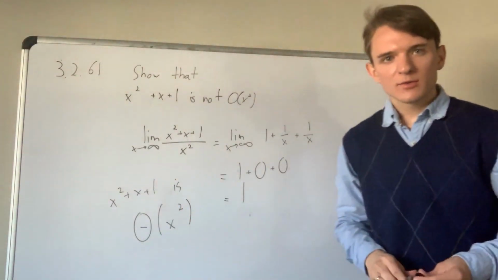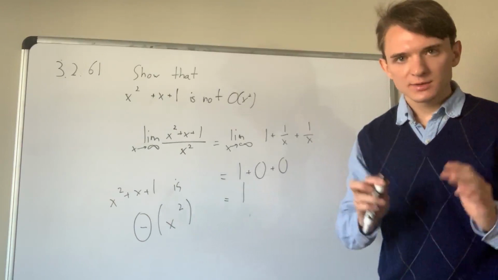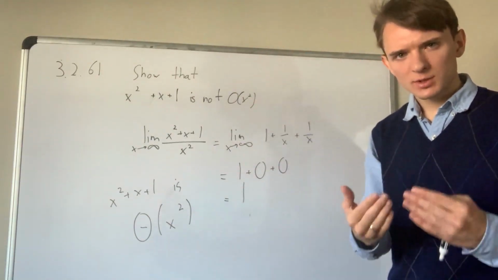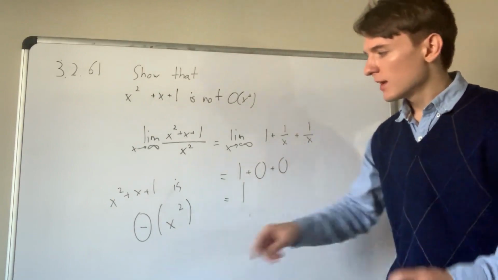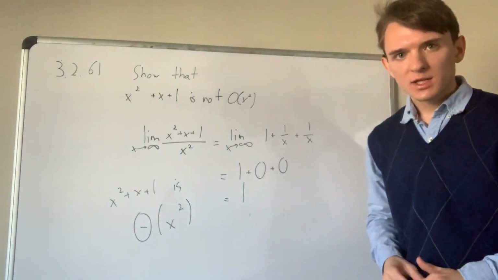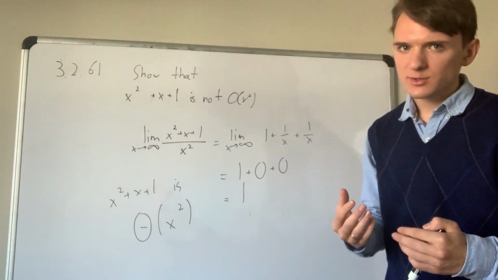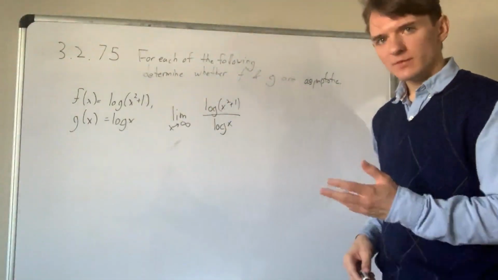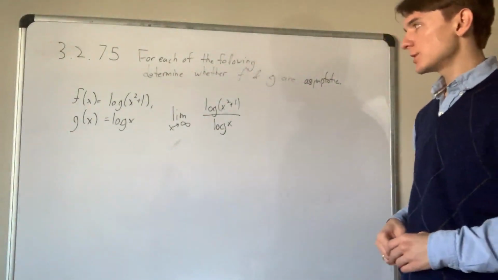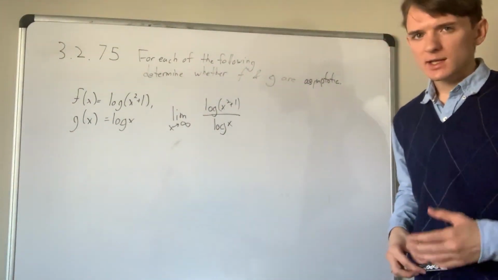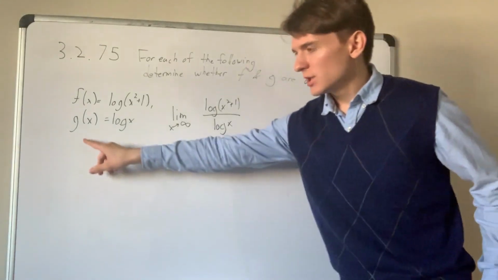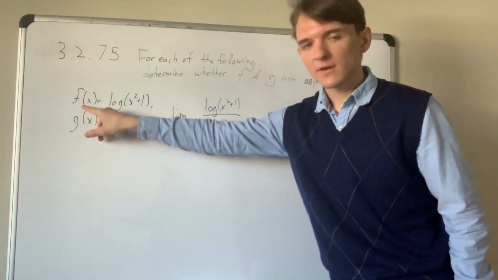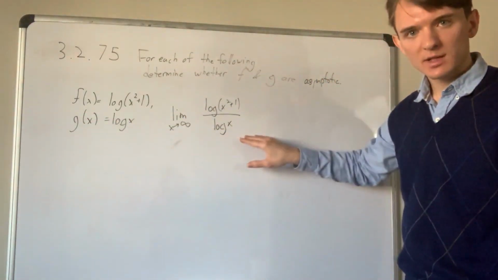And big theta is another way of analyzing the asymptotic bounds. While big O says our function can't get any worse than this with respect to running time, big theta says our function can't get any worse than this, but it also can't get any better than this. 3.2.75. For each of the following, determine whether f and g are asymptotic. Asymptotic just means, is g of x an upper bound, a lower bound, or a tight bound of f of x? So I've already set up our limit here.